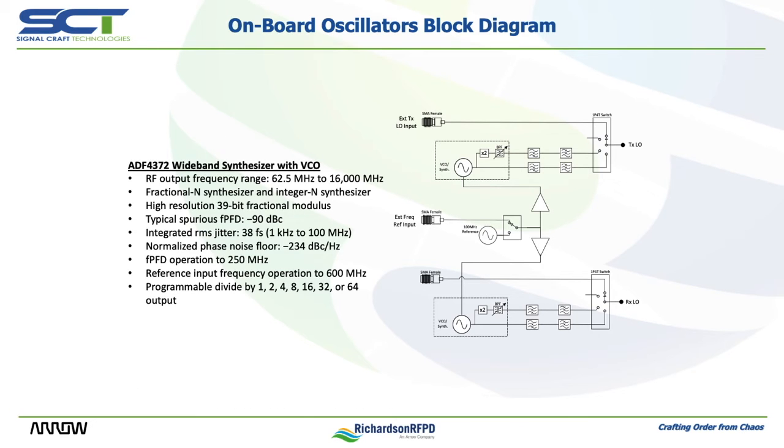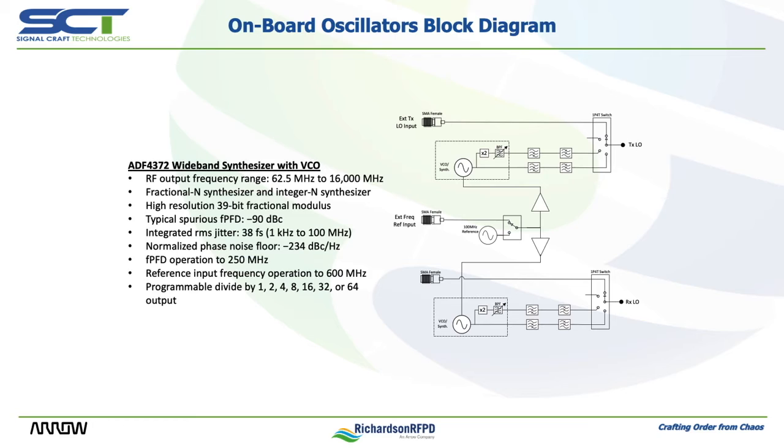Now let's have a look at the local oscillator block. It should be noted that each conversion path has its own LO source to support FDD operation. Each LO can be configured independent of the other, providing users with a complete control of the RF, LO, and IF frequency plans specific to their application.